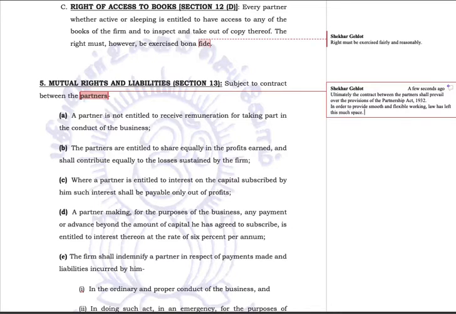law has allowed this much space to partnership and partners in order to facilitate the smooth and flexible functioning of the partnership so that there is no unnecessary restriction in the partnership. A partner is not entitled to receive remuneration for taking part in the conduct of business. Okay, so usually a partner is not entitled to salary.